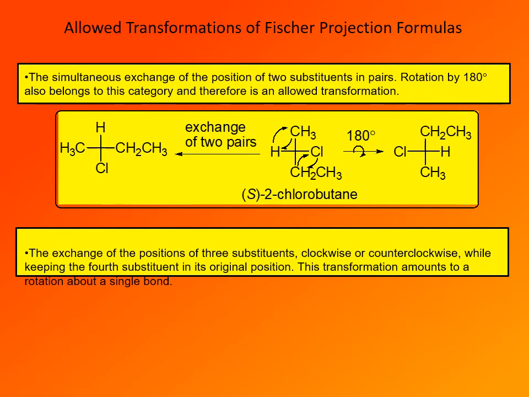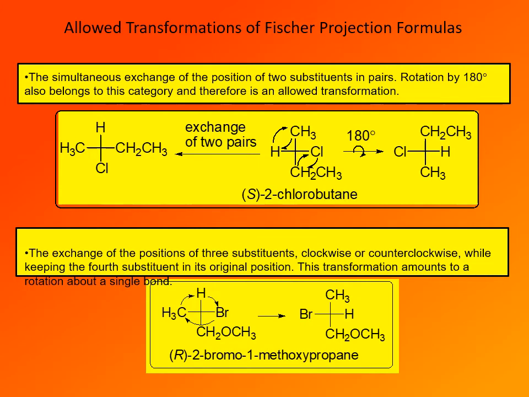Another transformation that is allowed is exchange of the positions of three substituents, any three substituents, either clockwise or counterclockwise, while keeping the fourth substituent in the original position. That actually is rotation about a single bond, just on the plane of paper in a formula. So this transformation amounts to rotation about a single bond.